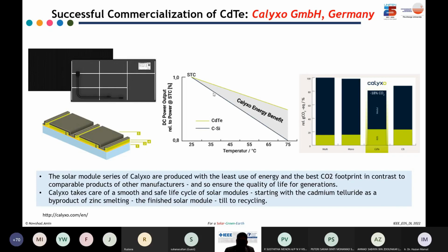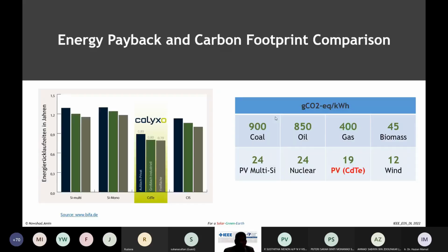And per kilowatt hour of energy production, it has less carbon dioxide emission if you compare with multicrystalline, monocrystalline, or CIS. I'm just showing one example here: per kilowatt hour of energy production, cadmium telluride only produces 19 gram of CO2 equivalent, whereas coal, oil, gas, biomass, or others, even silicon, produce more than that, in fact, except for wind. So it is quite good news for these cadmium telluride solar cells because it is producing less CO2 emission. I think the CO2 emission is only due to the fabrication of the solar cells, not during the production of the electricity.